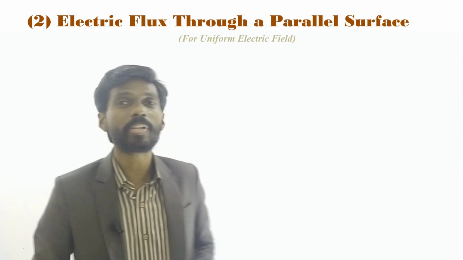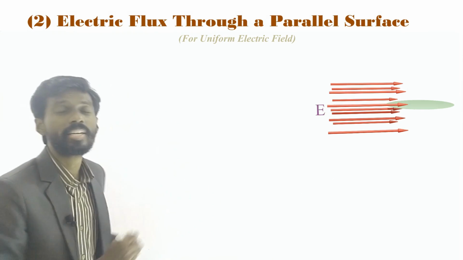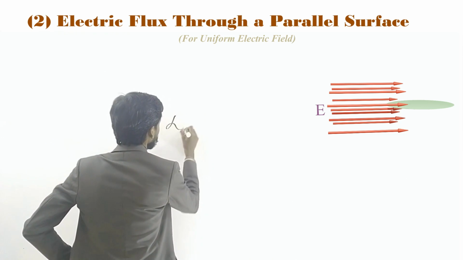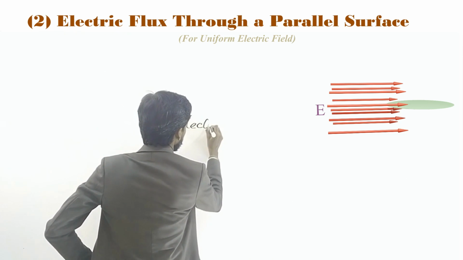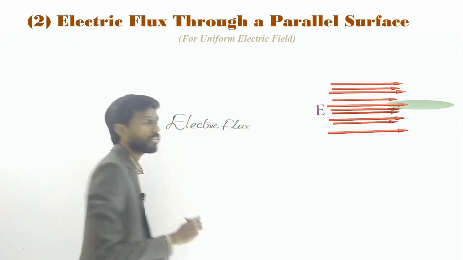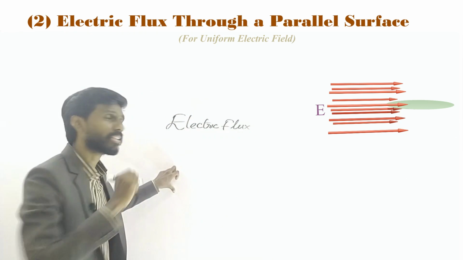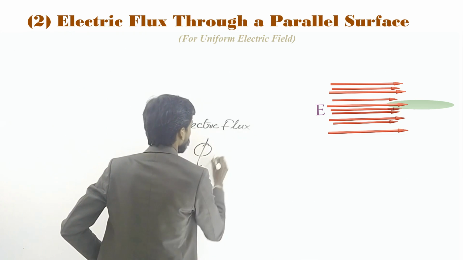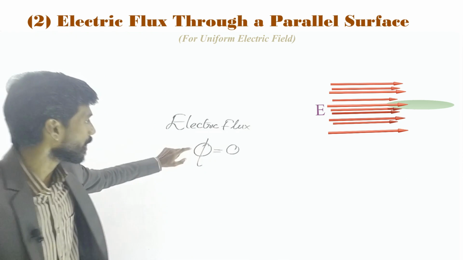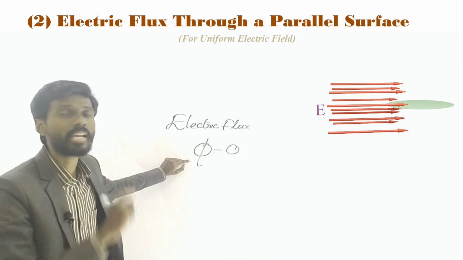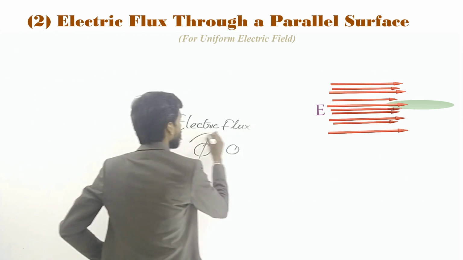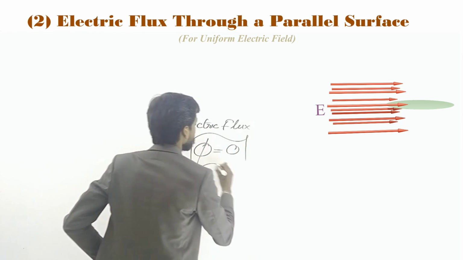Similarly, this is also a particular case, but this time the electric field is parallel to the surface. In that case, we have already seen what the electric flux is. When the surface is parallel to the electric field lines, the electric flux is 0. We have seen an example also. So the electric flux is 0 when the surface is parallel to the electric field lines. That's all. So this is the second case. So these two particular cases are important.